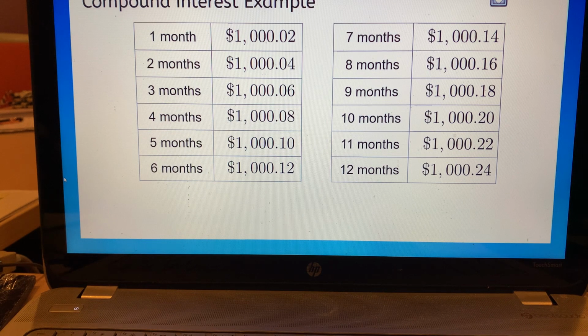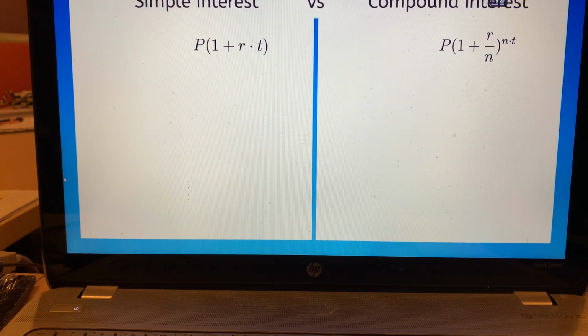Remember, banks are there to make money, so their savings accounts have super low interest rates. You're much more likely to find high interest rates on loans you borrow and have to pay back, like student loans or credit card loans. In fact, let's do a little experiment with student loans. Let's compare simple interest with compound interest.